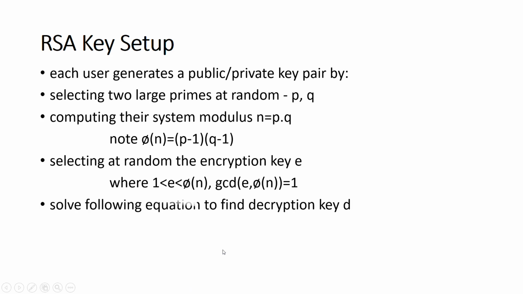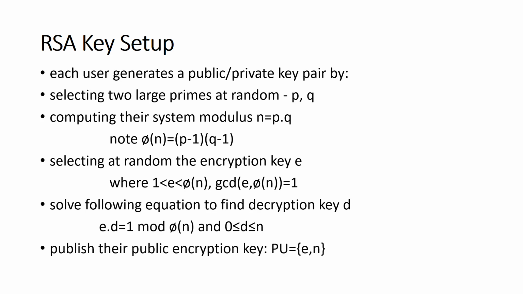Then we solve the following equation to find the decryption key D. How can we find D? E into D is equal to 1 mod phi of n, with the condition 0 less than or equal to D less than or equal to n. Lastly, publish the public encryption key PU is equal to {E, n}, and keep secret the private decryption key PR is equal to {D, n}.